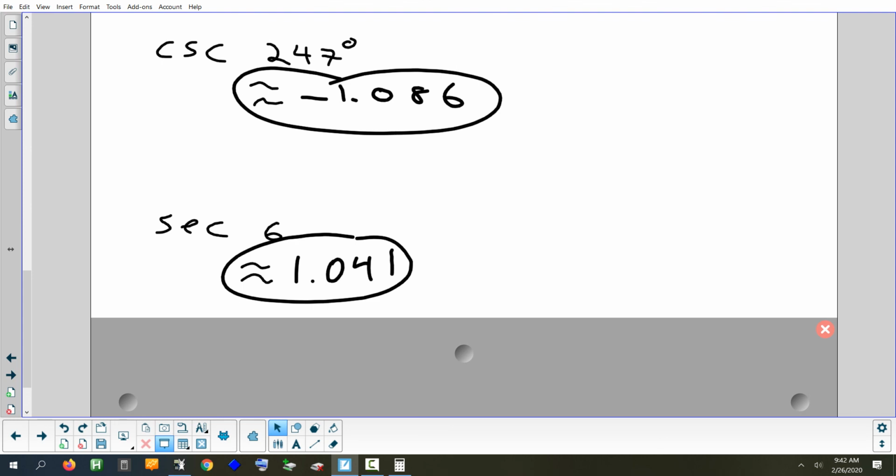Okay. Any questions on that one? Now, I didn't ask this, but why didn't we do 247 and try to find the coordinate? What's it supposed to be a multiple of? Yeah, so that's not a multiple of 30 or 45. So there's no way you're going to be able to find the coordinate for that.